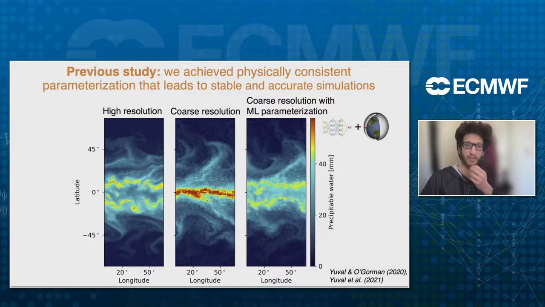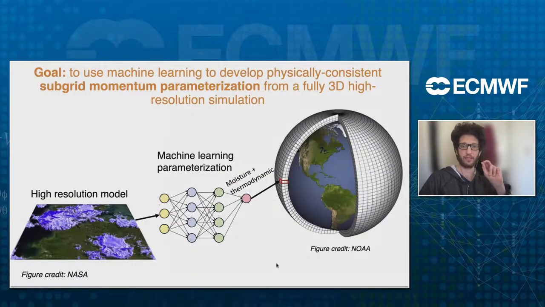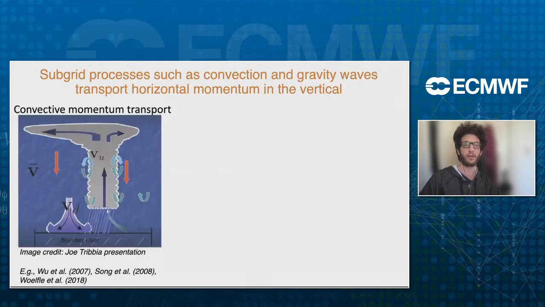And in this talk, I'm going to focus on something slightly different. So far, most of the applications of using high resolution models were concentrated on parameterizing the effect of subgrid processes that affect moisture and thermodynamic variables, so convection, clouds, radiation, and so on. But here, if we really want to have a full climate model and correct it, we somehow need to also correct momentum transport.